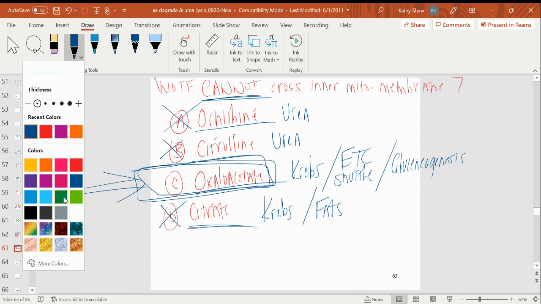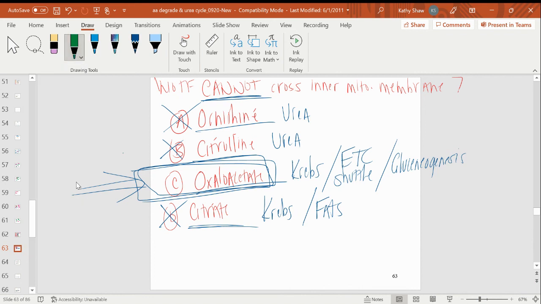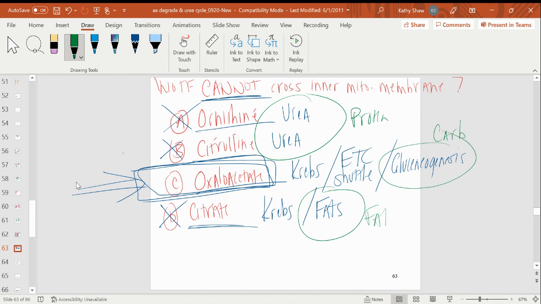But look at all the categories in a rubric we can check off. It's a protein question. Gluconeogenesis, it's a carb question. It's a fat question. So in a rubric, it could be any of those. So that's why we're spending the time on questions like that. I think you're going to get a lot of mixed questions like that. So anyway, that was our quick review of proteins, protein metabolism.